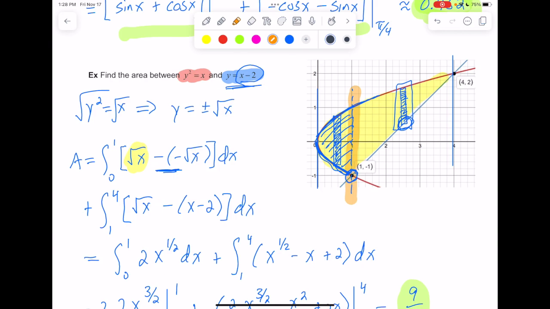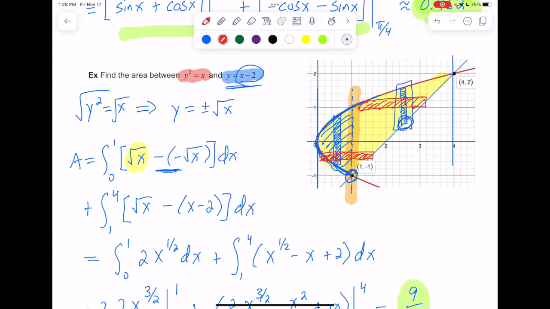So here's the plan. What if we didn't do rectangles that were vertical? What if we did a rectangle that was horizontal? Notice if we did that rectangle, the right-hand side is the line and the left-hand side is the parabola. What if we go down here? It's still the right-hand side is the line, left-hand side is the parabola. It never goes from parabola to parabola, right?